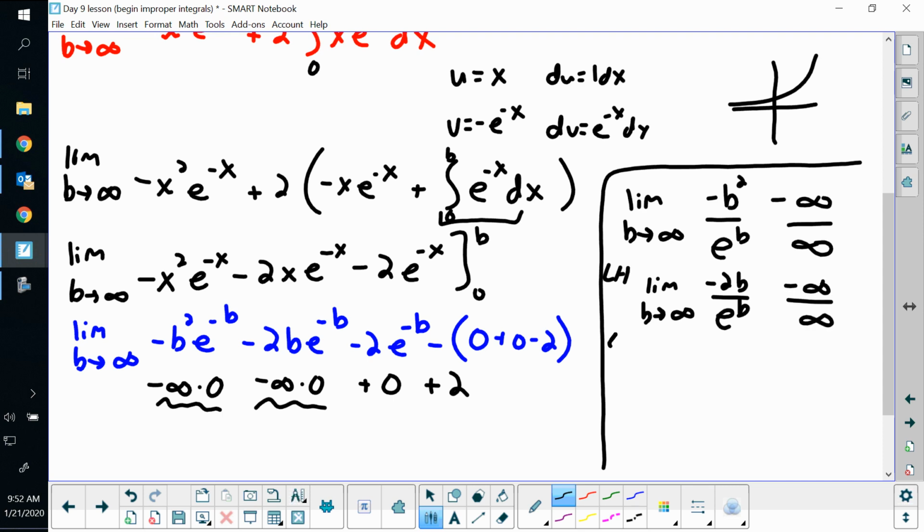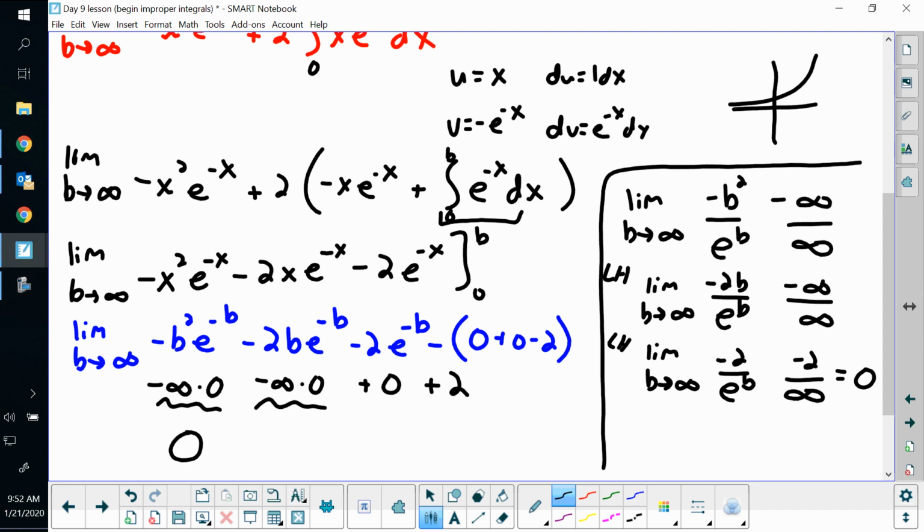That's another L'Hopital's case. So this becomes limit as b approaches infinity, this will now be minus 2 over e to the b. So this is going to give us minus 2 on top. It's going to go to infinity on bottom. So as your denominator gets enormous, this is going to approach 0. So this first spot we know is 0.